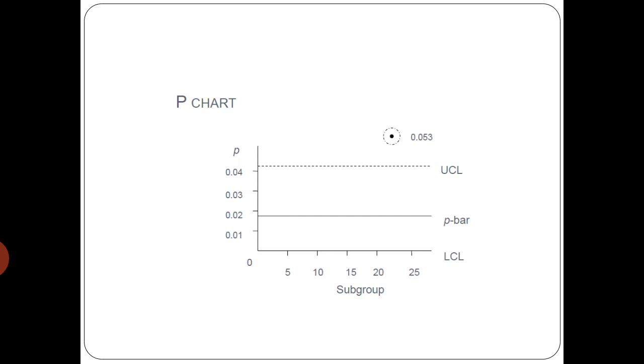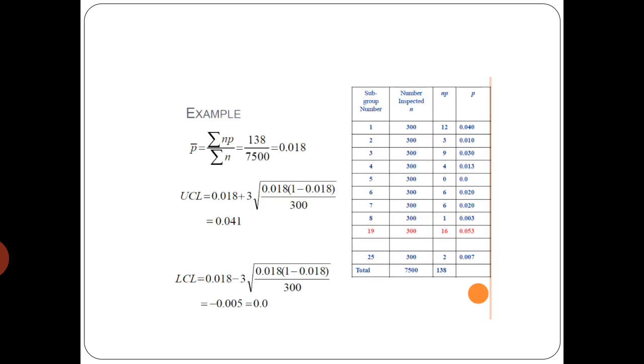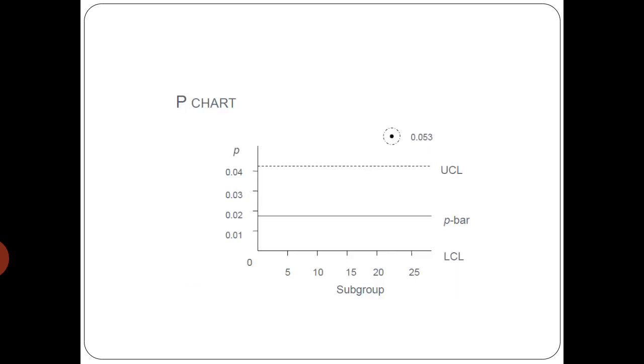So in the P chart, you see here, to check where the value of P is: for the 19th subgroup, number inspected is the same 300, NP is 16 and P is 0.053. So this is indicated here as 0.053. Just to show a sample, it is shown here where the data exists in the graph.